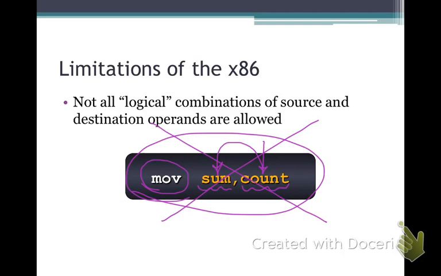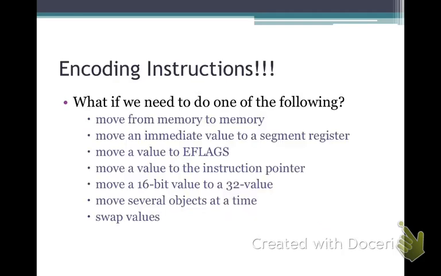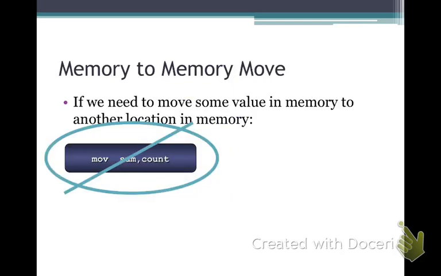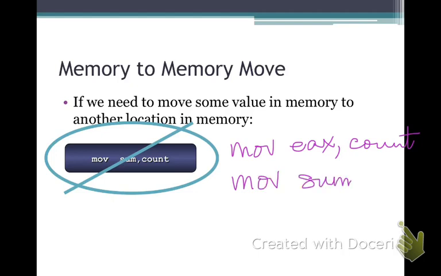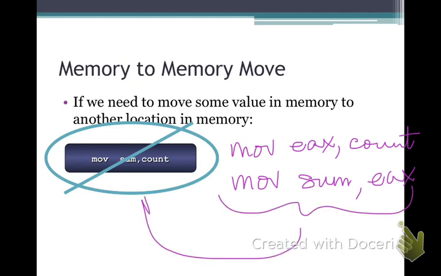Well, there are some other things that are also not allowed. So any one of these things, what do we do? Well, let's hit them one at a time, some quicker than others. What if I need to move something in one place in memory to another place in memory? I can't do it directly. Hopefully I'm not going to do it very frequently at all. But in the event that I really do, what I could do is move count to a register. In this case, we'll use EAX, and then move that register to sum. This will have the same effect as what we're not allowed to do.